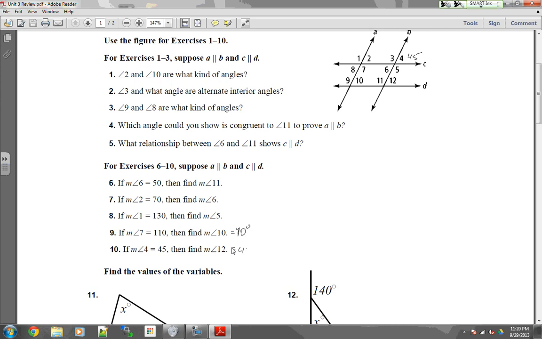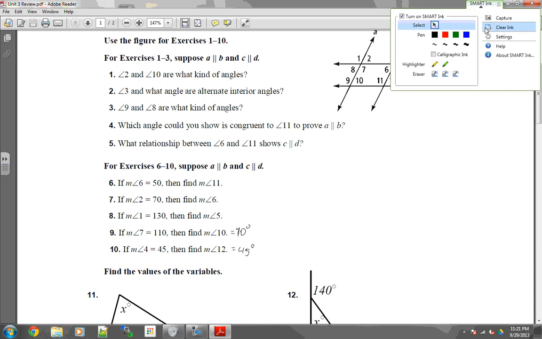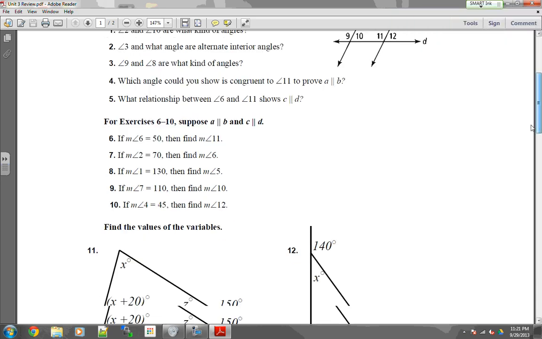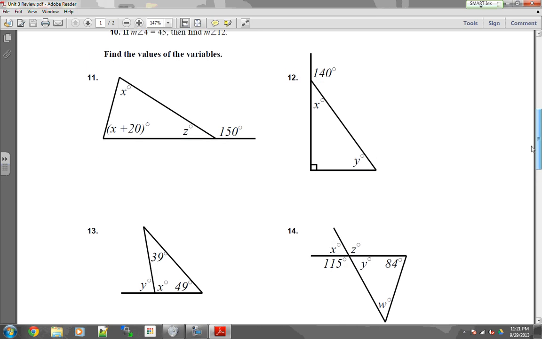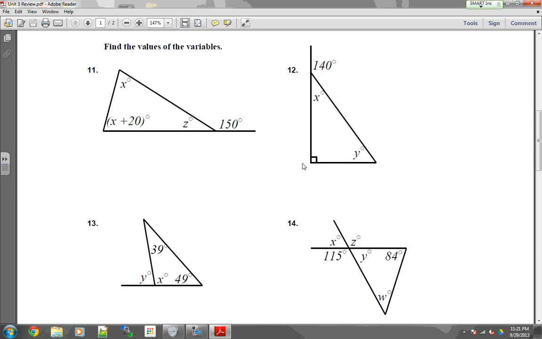So now that we're done with that, I'm going to clear the ink and go down to the 11 through 14. Find the values of the variables. So for number 11, z is about the easiest one to find because we know these are adjacent supplementary, so they have to add to 180. So that means z is going to have to be 30 degrees.